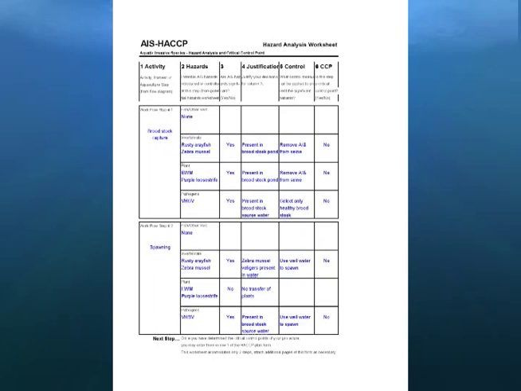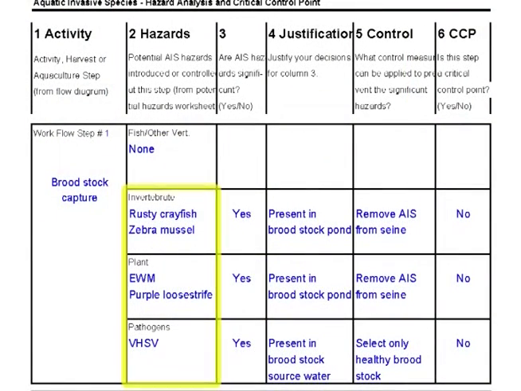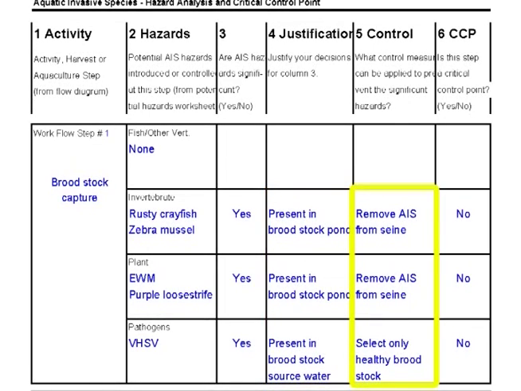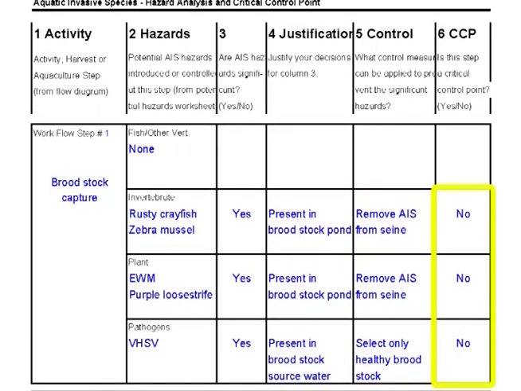Let's continue on to the hazard analysis worksheet. In this step, we will look at each activity identified in the product procedure flow from page 1 and answer some questions about the hazards we might face. In workflow step 1, we've listed 5 potential hazards, indicated they are significant in this step, and justified our decision by indicating that they are present in the broodstock pond. We've listed control points or measures that can be applied to prevent the significant hazards, and finally made the decision that these are not critical control points.